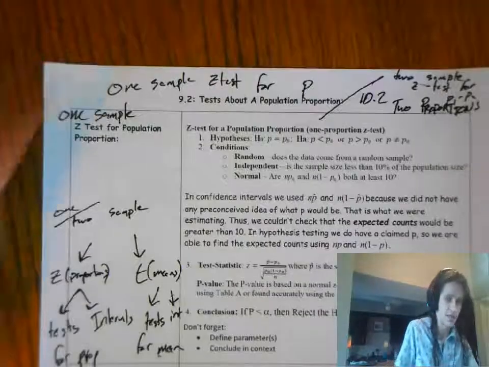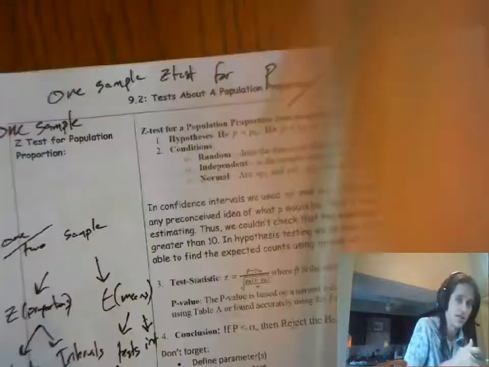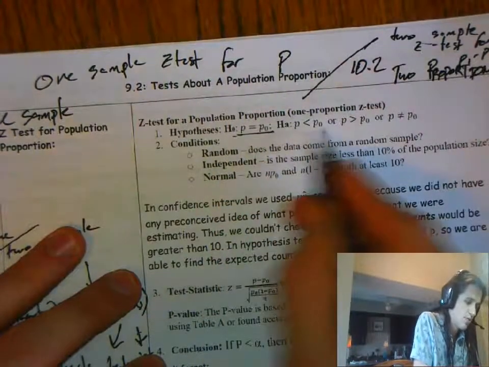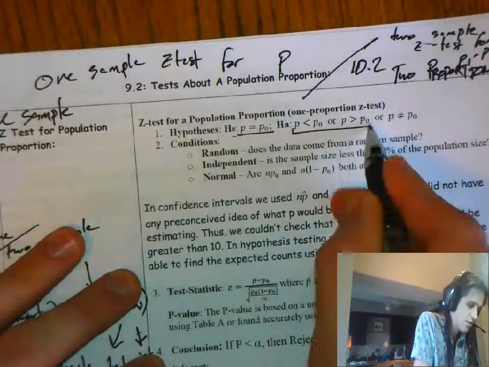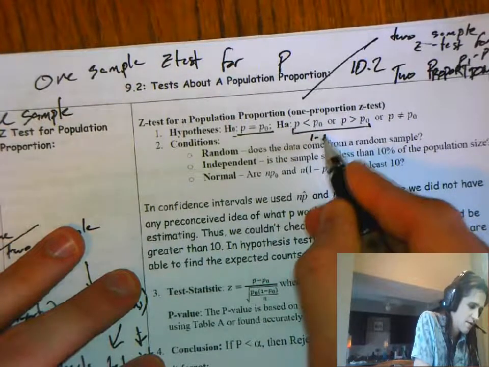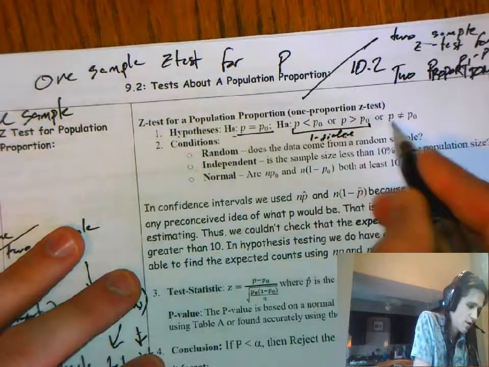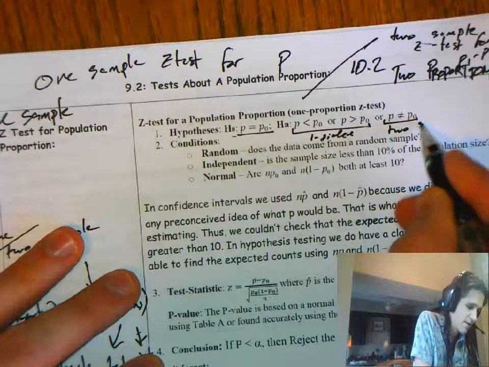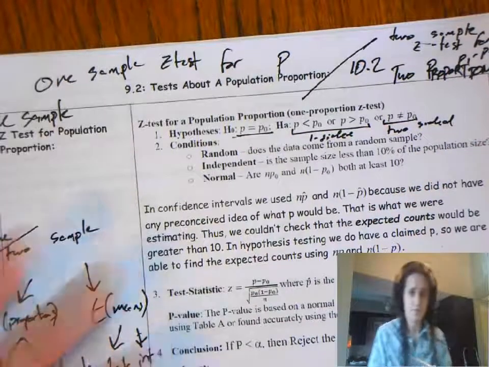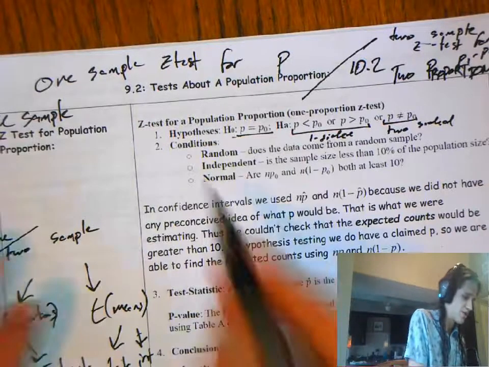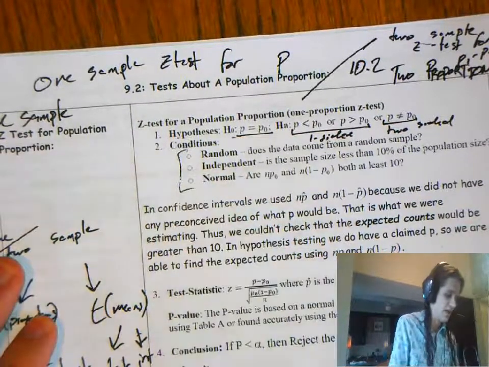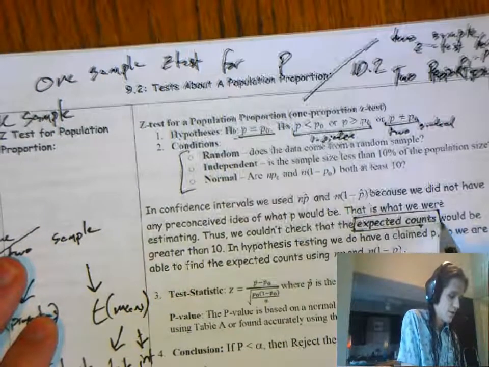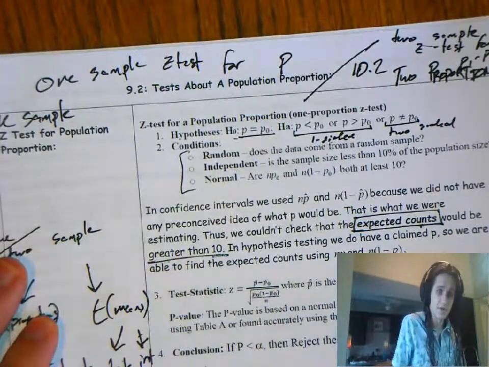So what's our testing here? Our hypothesis, either the proportion is equal to what we claim it to be, or one of the one-sided or two-sided alternatives. Three conditions you're always going to check: random, normal, and independent. We're going to be looking at expected counts here. You want expected counts to be greater than or equal to 10.